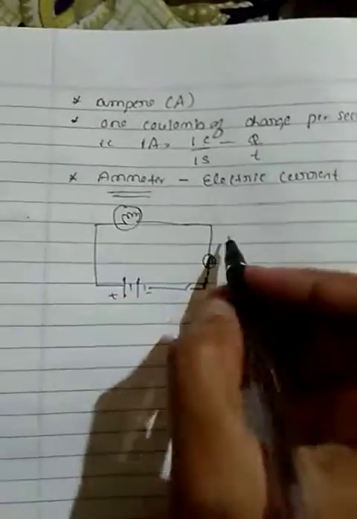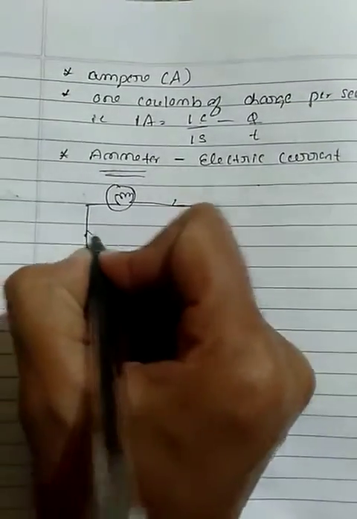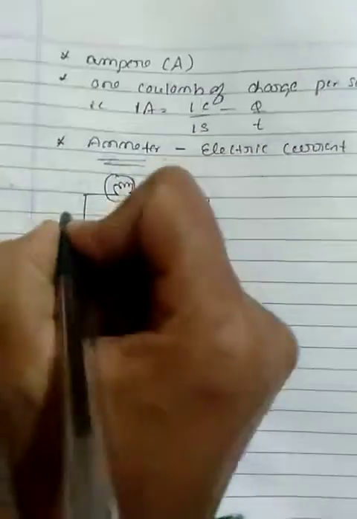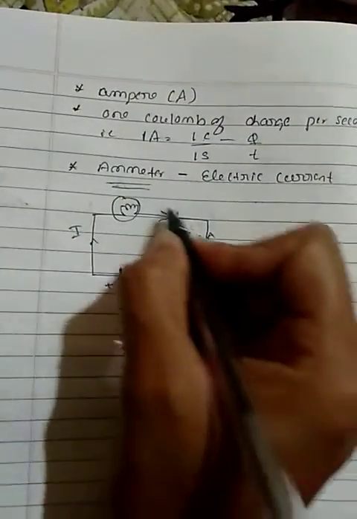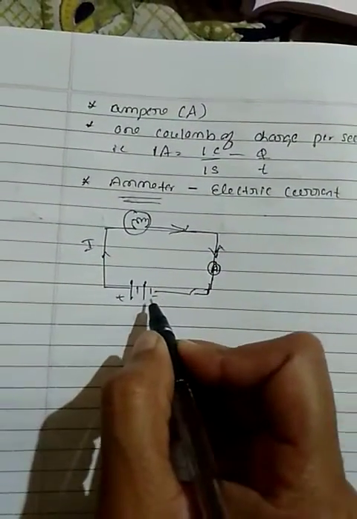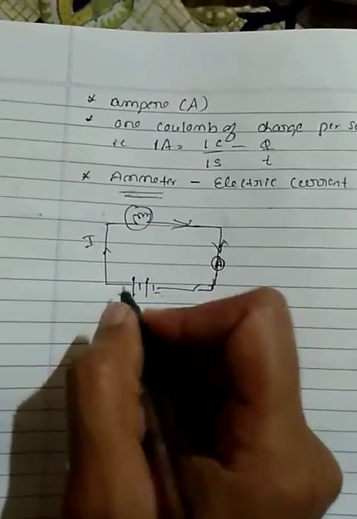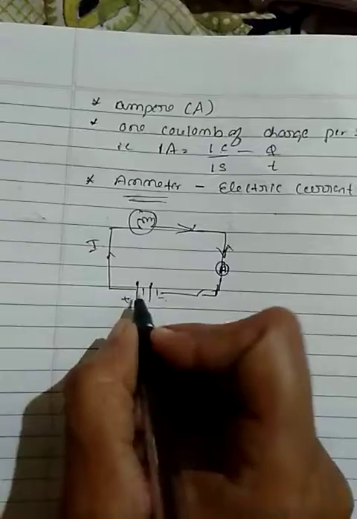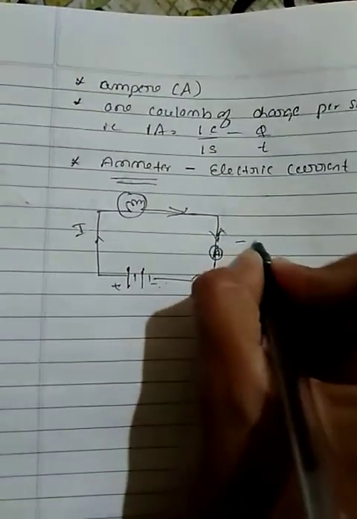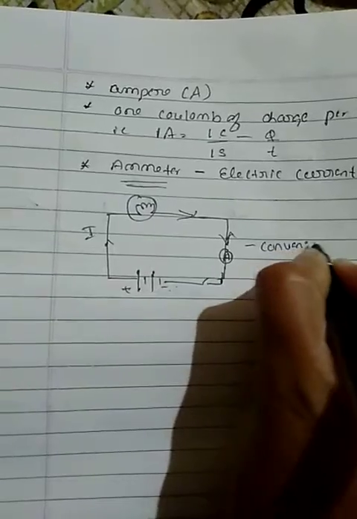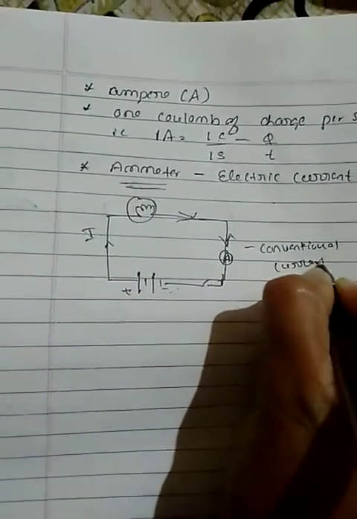Remember that the electrons move like this, but the electric current will flow like this. The electrons move from the negative terminal to the positive terminal, but the current will always flow from the positive terminal to the negative terminal, because this is the conventional current.